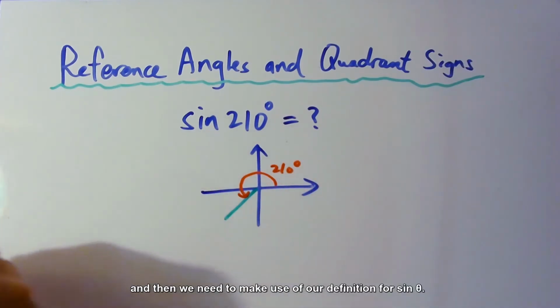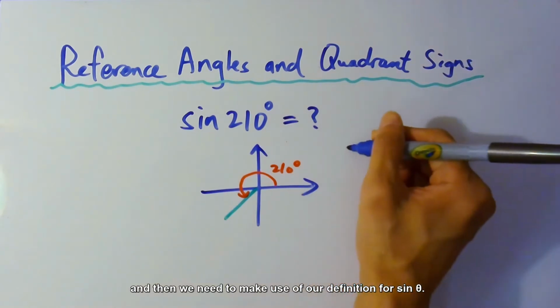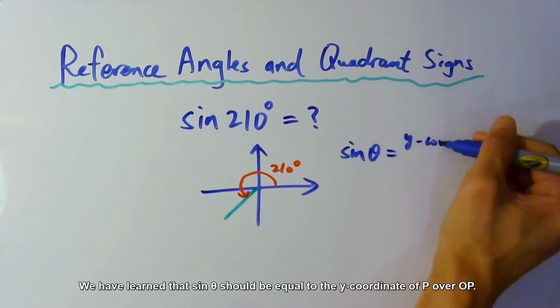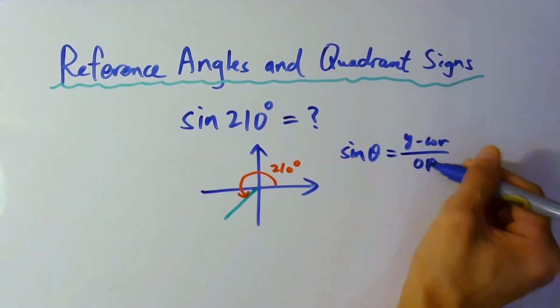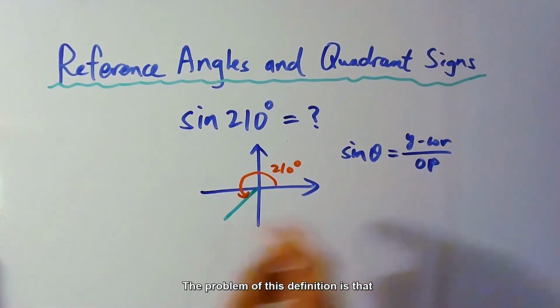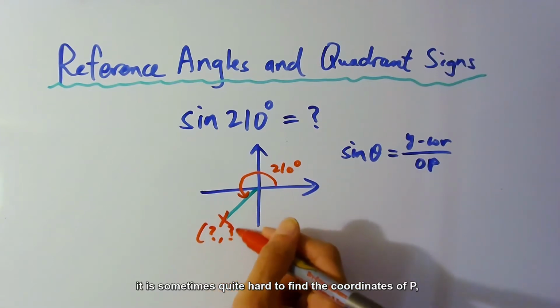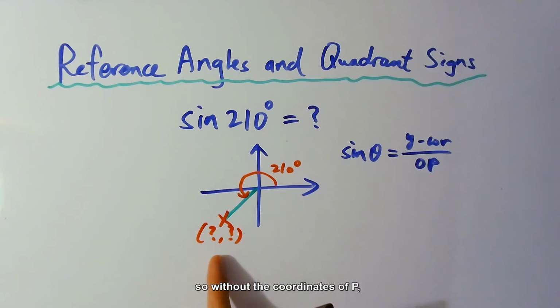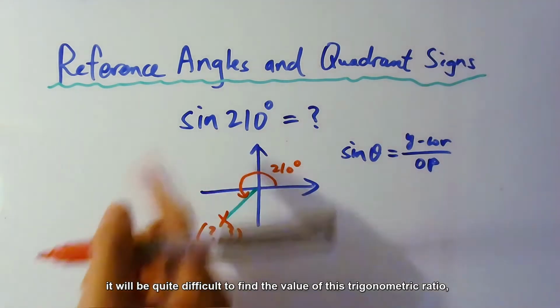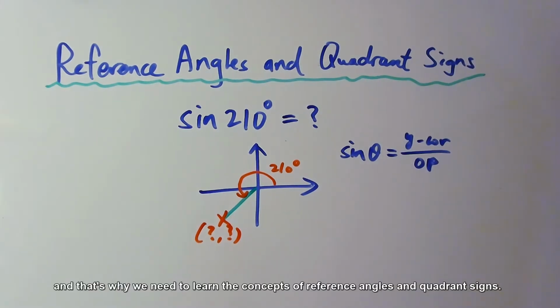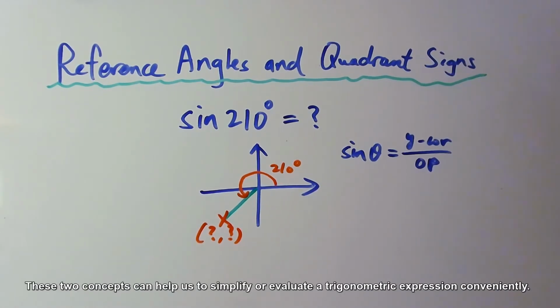And then we need to make use of our definition for sine theta. We have learned that sine theta should be equal to the y coordinate of P over OP. The problem of this definition is that it is sometimes quite hard to find out the coordinates of P. So without the coordinates of P, it will be quite difficult to find out the value of this trigonometric ratio. And that's why we need to learn the concepts of reference angles and quadrant signs. These two concepts can help us to simplify or evaluate a trigonometric expression conveniently.